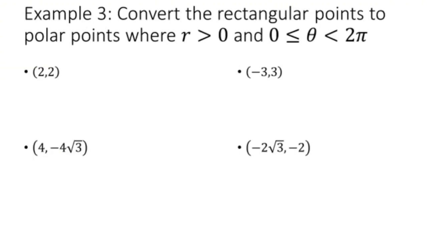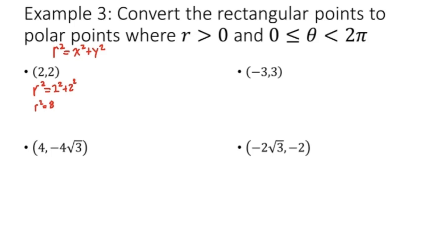Now we're going to convert each of the following points from rectangular coordinates to polar coordinates, where the r is positive and theta is between 0 and 2 pi. We'll start off by finding r by using the formula r squared equals x squared plus y squared. So taking 2 and 2, plugging in for x and y respectively, we get that r squared equals 2 squared plus 2 squared, which means r squared equals 8.